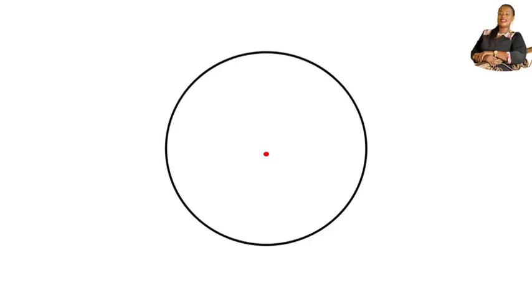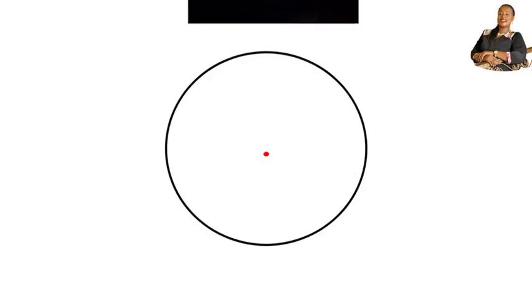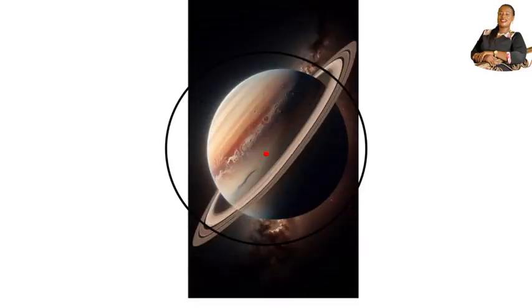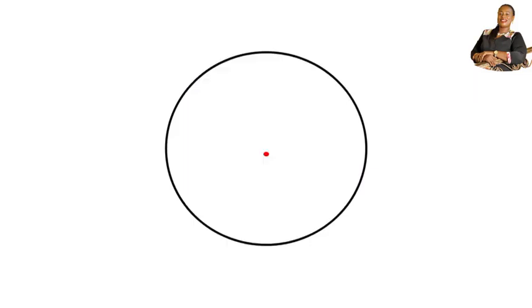Did you know that one simple shape, the circle, controls everything from the wheels on your car to the planet in space? In just a few minutes, I'll show you the simple secret behind the circle, its radius, diameter, circumference, and more.